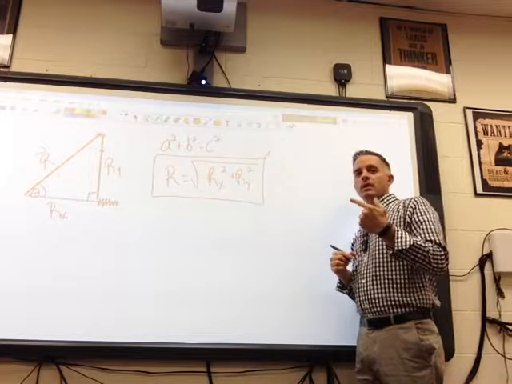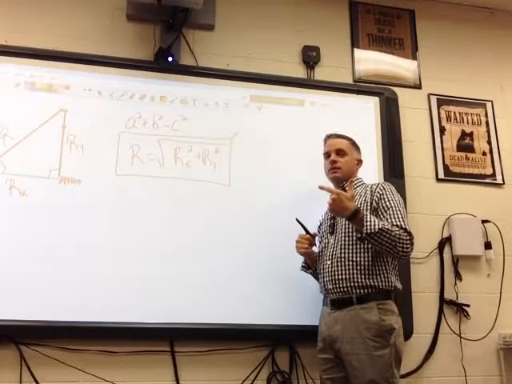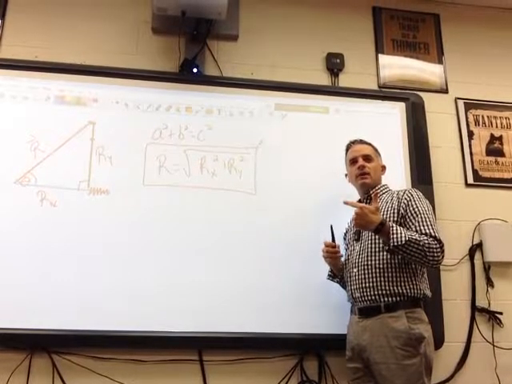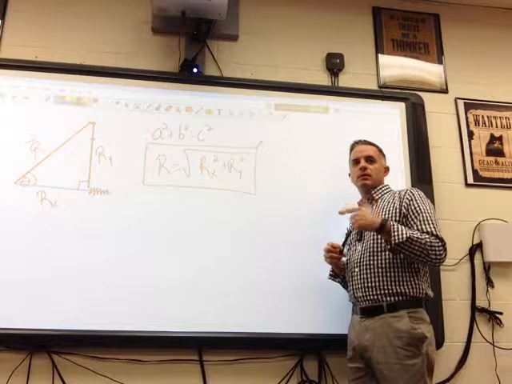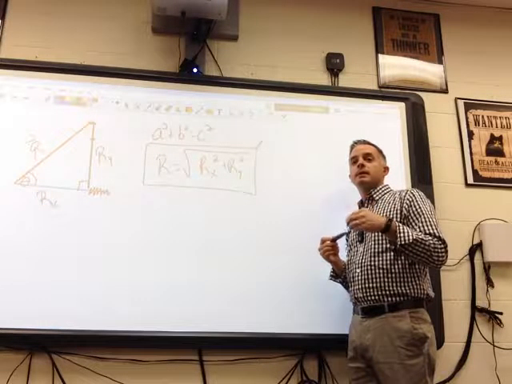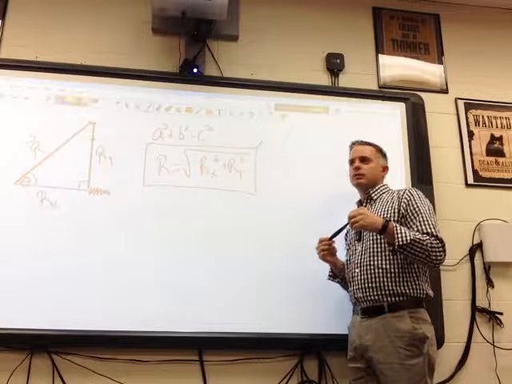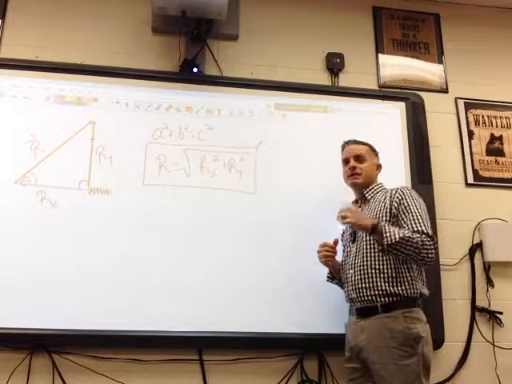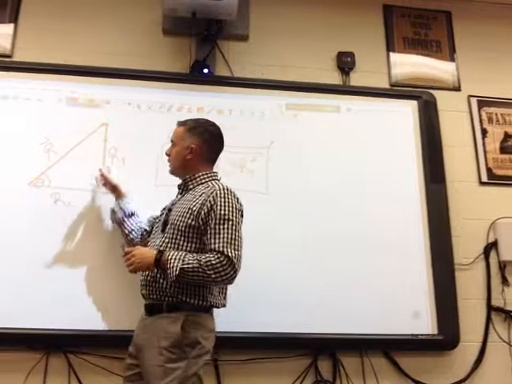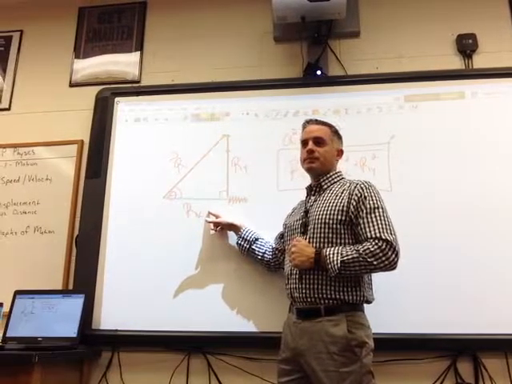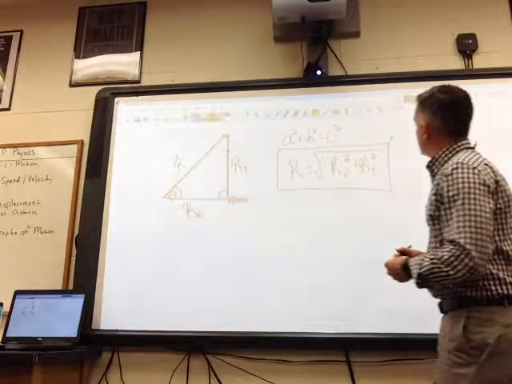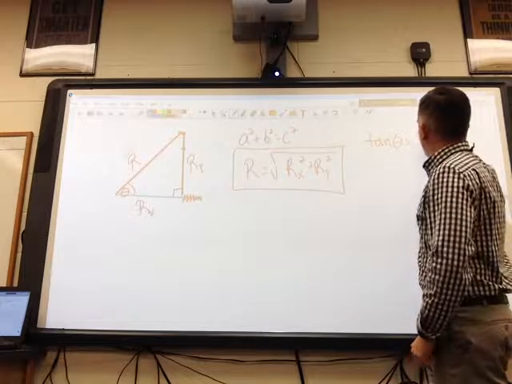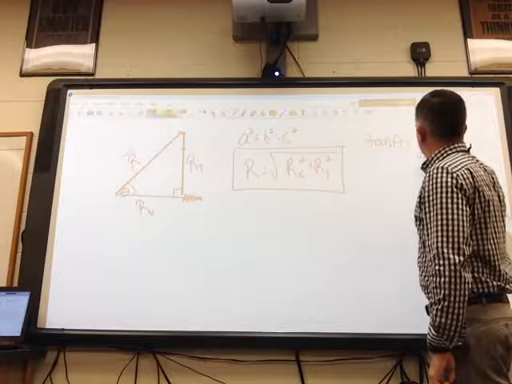But I need the angle as well. I can't just give the magnitude. I also need the angle. How do I find the angle? How do I find that theta? Tangent, right? TOA, opposite and adjacent. So I know the tangent of theta is equal to the opposite over the adjacent.